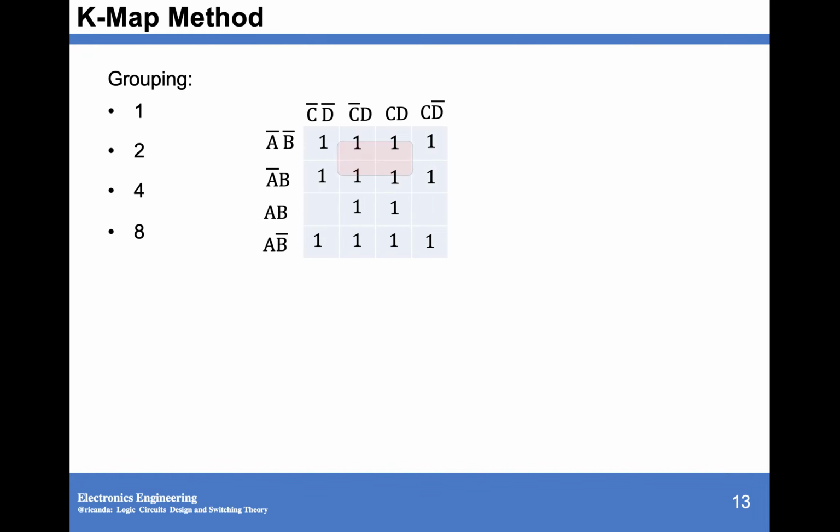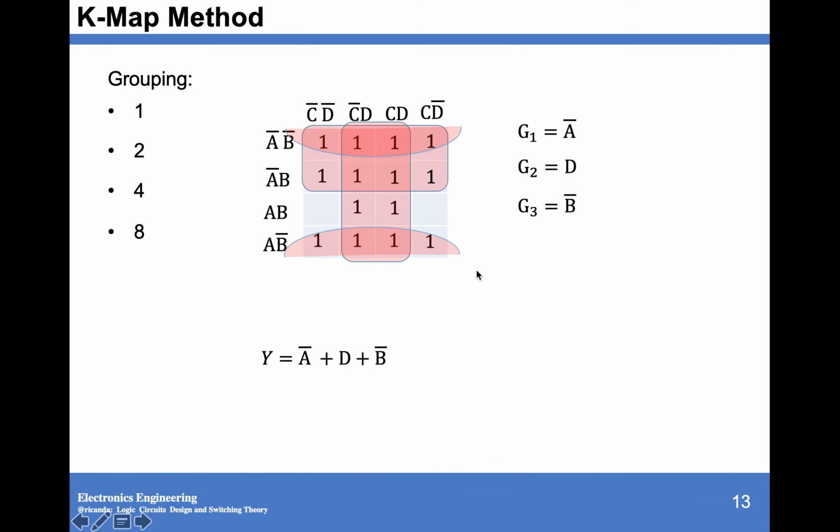Then if you have a group by 8, so this is a group by 8. If this is our first group, then that is E bar. For the second group, we have to overlap the map in order to have a bigger grouping. Then that is equivalent to D. And we have to roll the map. So this side, we have to roll to the lower side. So we have a group by 8, and that equals B bar. So your output is E bar or D or B bar. As you can see, when we group by 8, from the 4 variables, we have only one variable remaining.